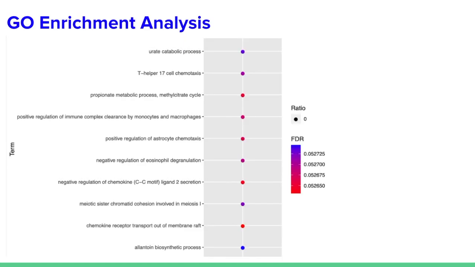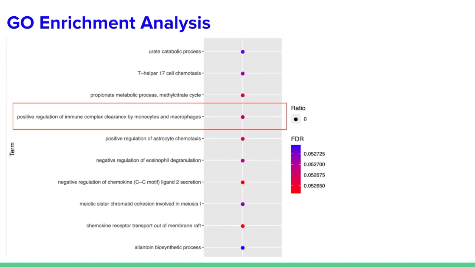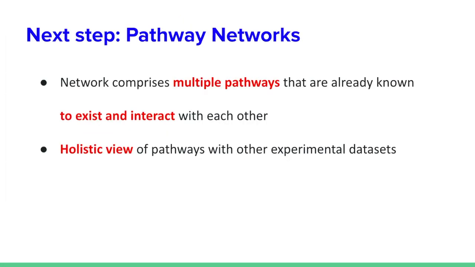With GO Enrichment Analysis, we obtained the top 10 pathways for AMD stages. Here we found a pathway called positive regulation of immune complex clearance by monocytes and macrophages, and this pathway corroborates with the role of immune response in AMD biology.